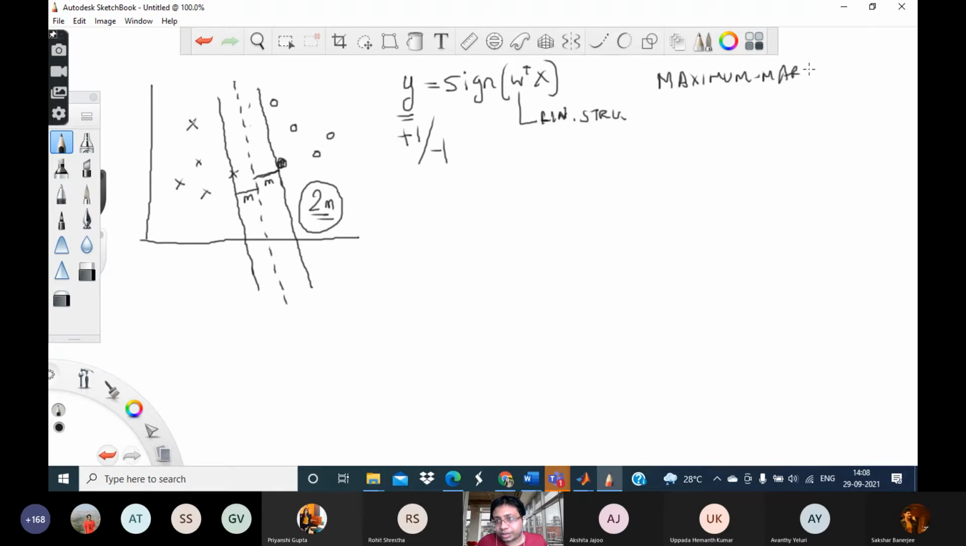For this purpose, we formulated a problem. First of all, we noted that the margin is basically equal to 1 by the L2 norm of W. Now what is W? First of all, we have to scale the data such that this is y equal to W transpose X plus 1, and this one is equal to y equal to W transpose, sorry, not like that.